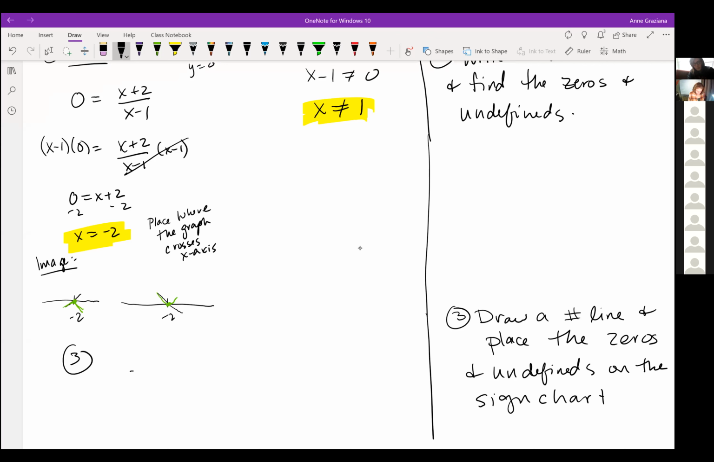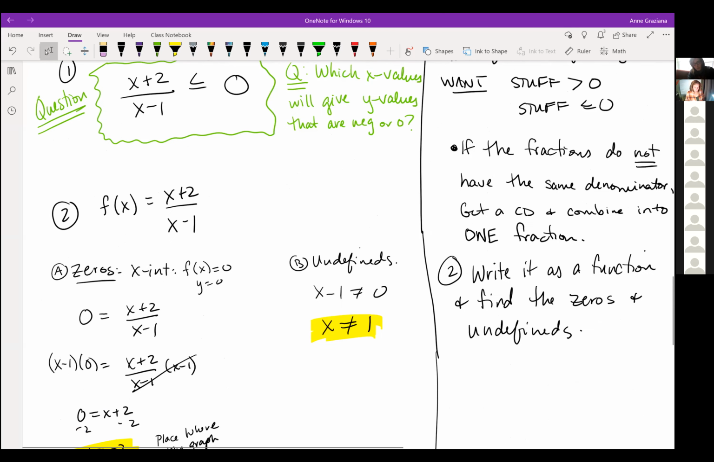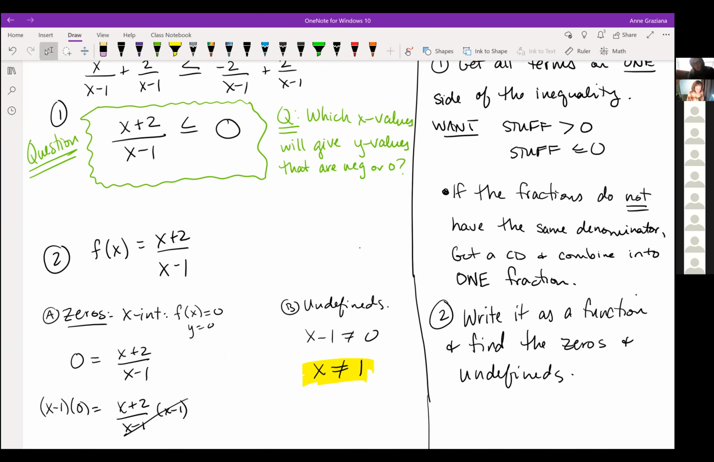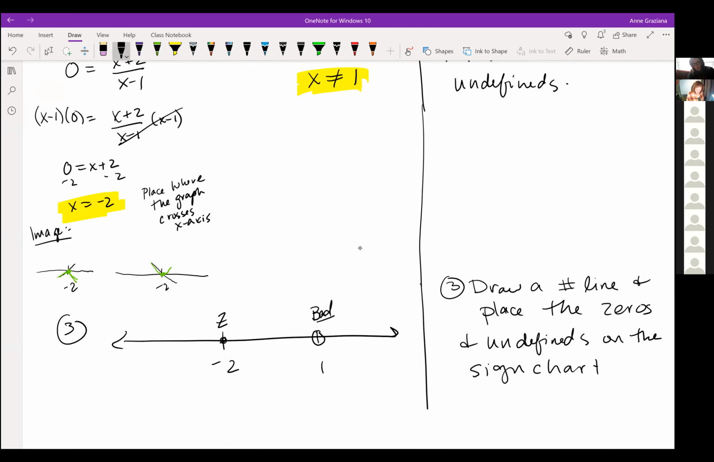So here's 3. Here's my sign chart. I'm going to put on there -2, which is my 0, and 1, which is my bad number. Now, bad numbers are never included. So one thing that's smart to do is to go ahead and put an open circle there. That should kind of cue you, can't ever include that. Okay. What about my -2? Let's just take a minute and look back at the question. Am I including -2? Yes, that inequality has an equals in there. So let's go ahead and make that a dark circle because that tells us it's included.